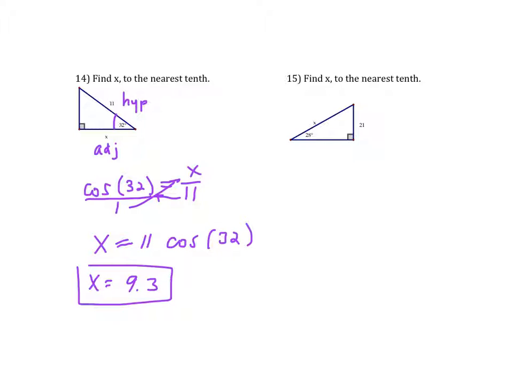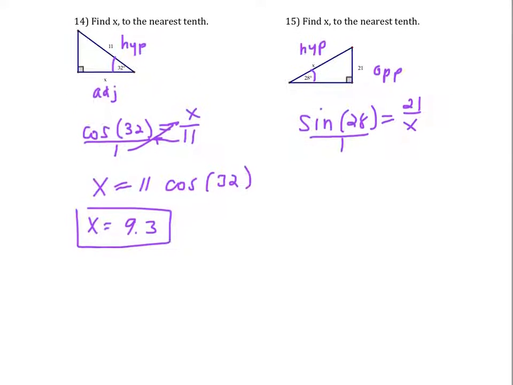Okay, number 15. So 28 degrees is our angle. 21 is the opposite side because you go all the way across the triangle to get there. And x is the label on the hypotenuse. Opposite over hypotenuse leads us to sine. So we would say the sine of 28 equals 21 over x. Okay, this is going to take us an additional step to solve because x is in the denominator of the fraction.